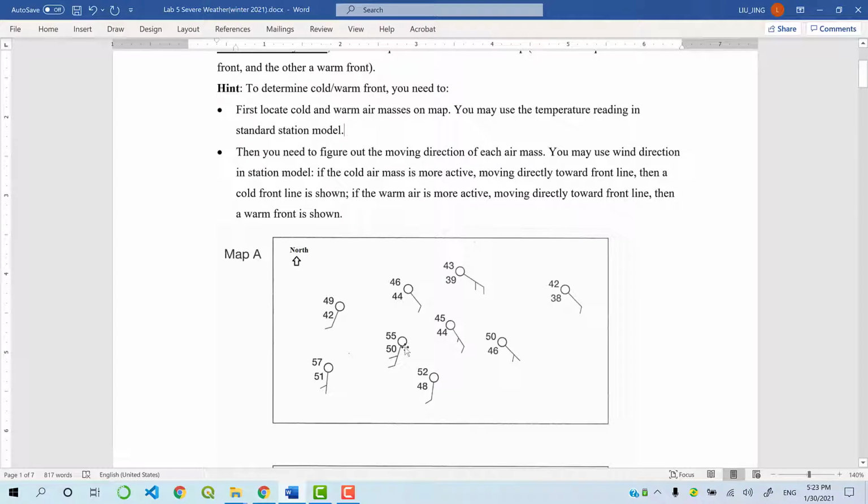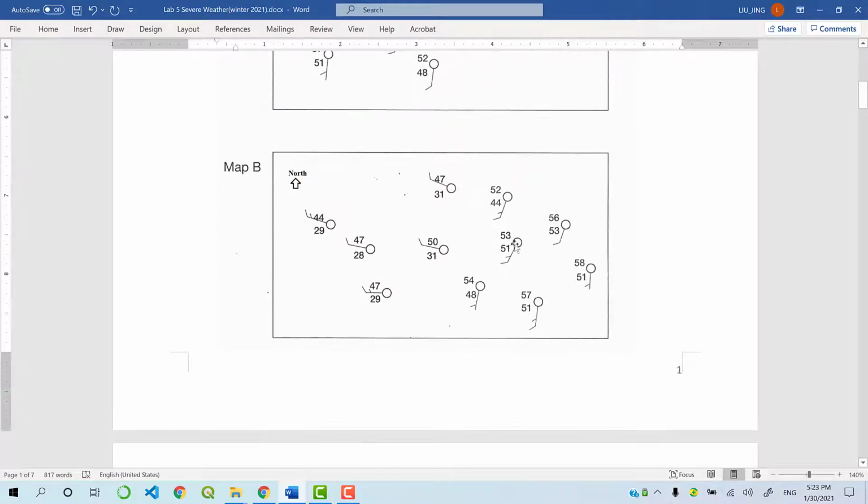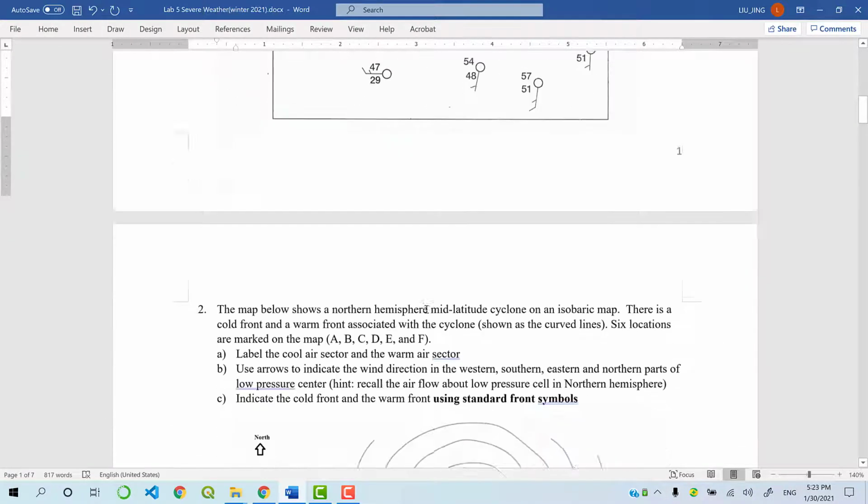But which one is stronger? The air mass whose wind moves toward the boundary at a greater angle, more direct, like 90 degrees, will be stronger. Therefore the front will be cold if the cold air mass is stronger, or warm if the warm air mass is stronger. That is a hint to this question.